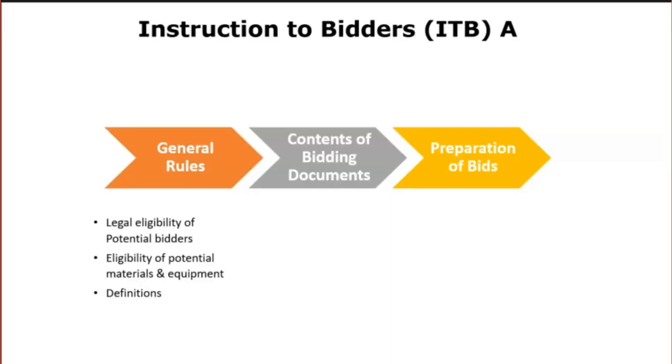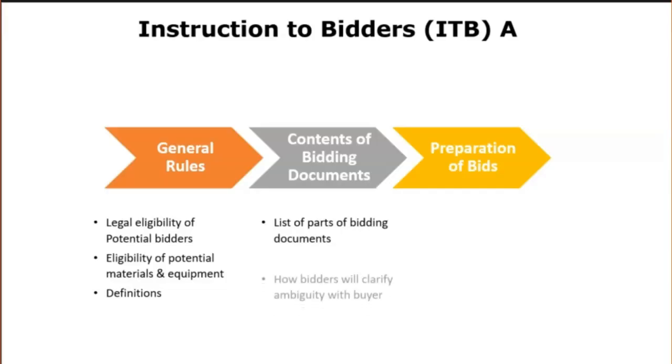Section B talks about the content of the bidding document, and here you will see things like a list of all constituent parts of the bidding document. This serves to alert bidders in case their set of the bidding document is not complete. It's a complete pack, like a checklist.